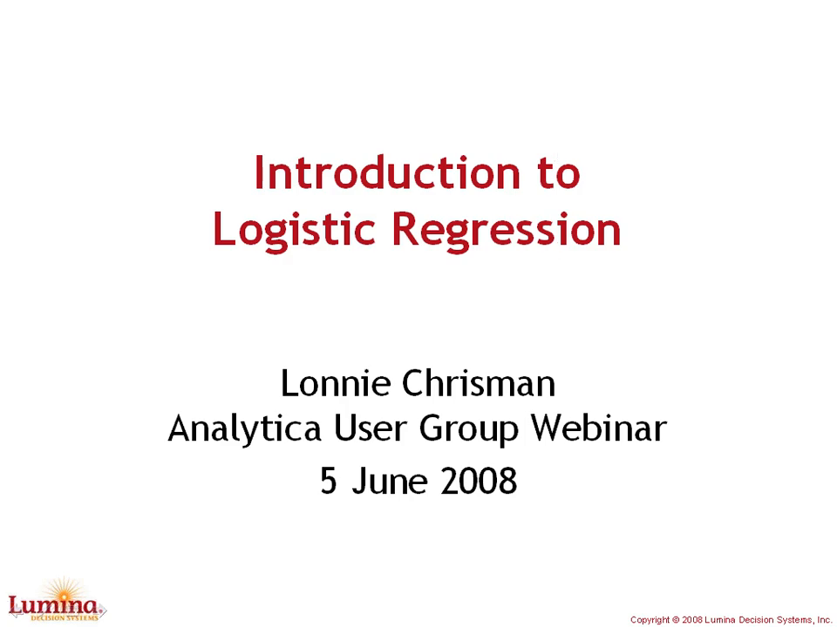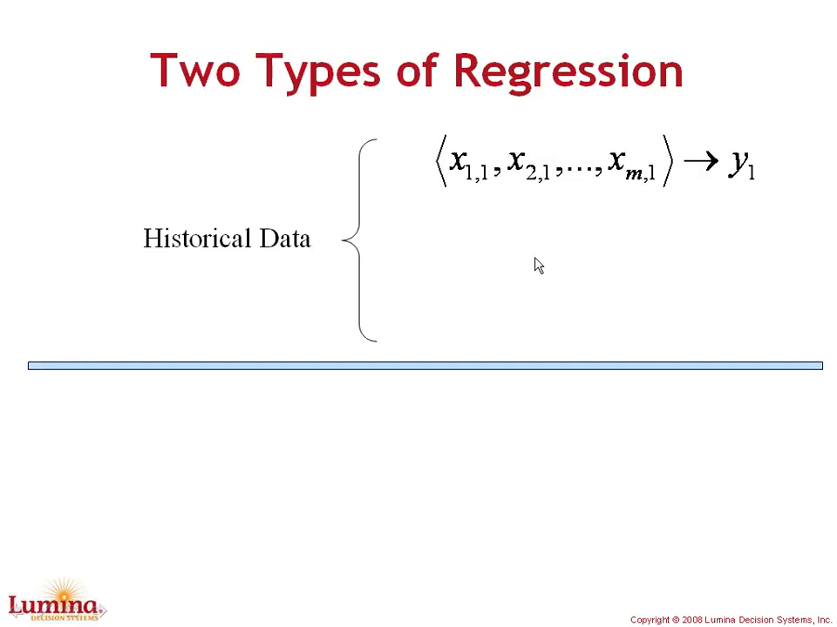There we go. Okay. So let me make a distinction between two types of regression. In both cases, we're going to start with historical data. On the screen right now, here's a depiction of one data point. We observe a bunch of input variables. These are usually called independent variables in statistics. And so x1, x2, up to xm. And we also observe an output variable. It's usually called the dependent variable.